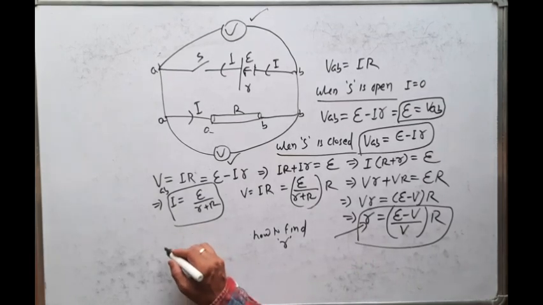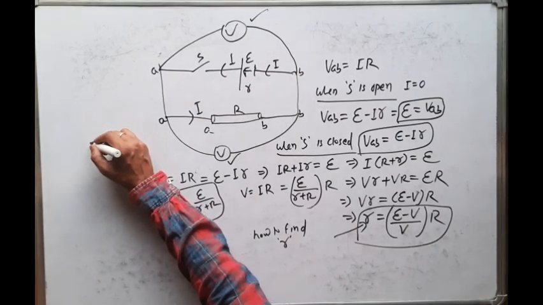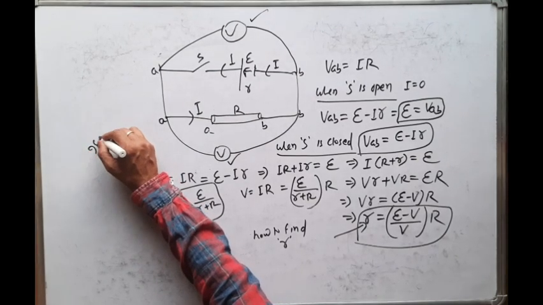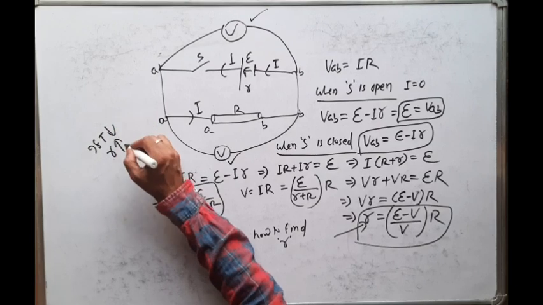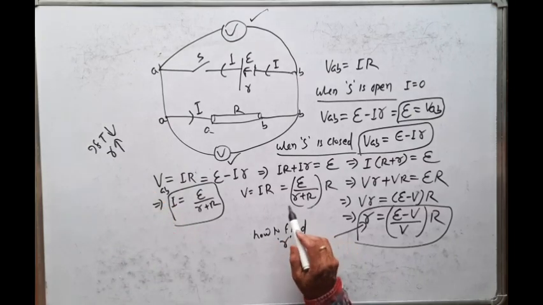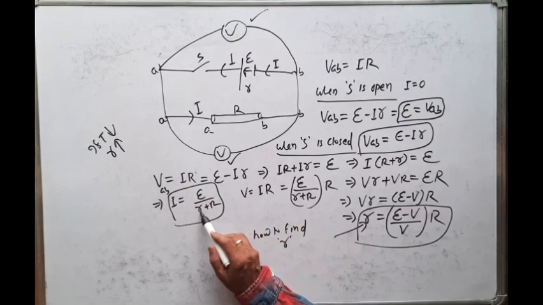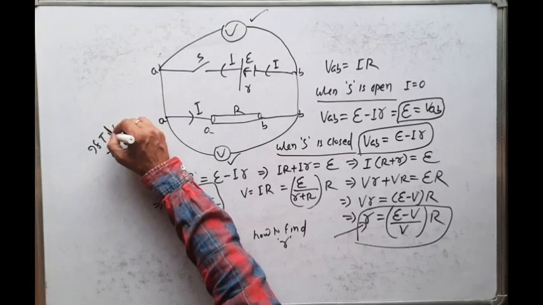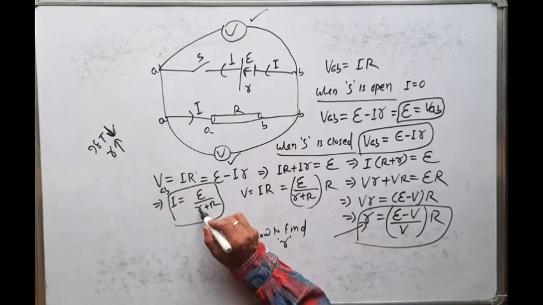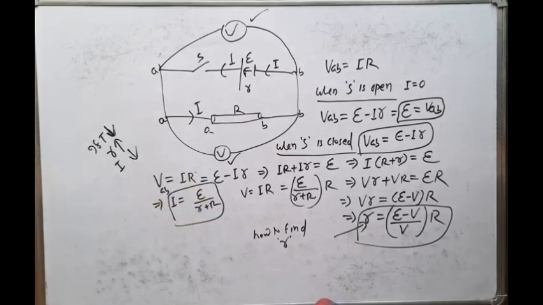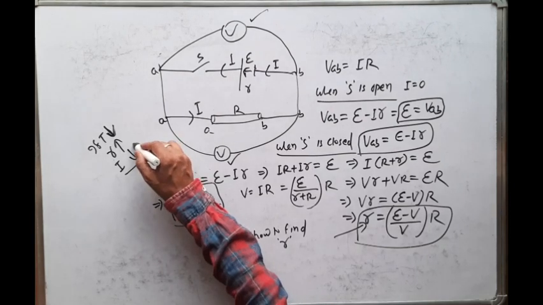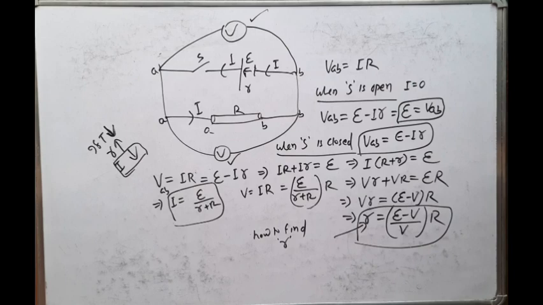By putting all these values here, we can get the internal resistance. Another important thing, for practical purposes: if temperature decreases, the internal resistance will increase. If internal resistance increases, then current will decrease.